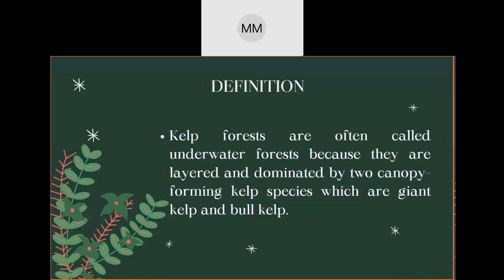Definition. Kelp forests are often called underwater forests because they are layered and dominated by two canopy forming species, which are giant kelp and bull kelp.